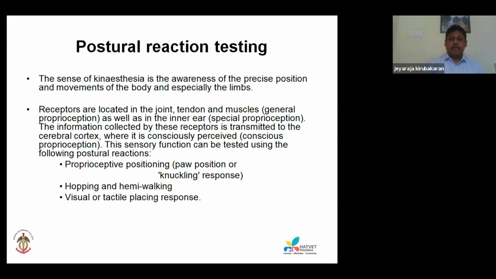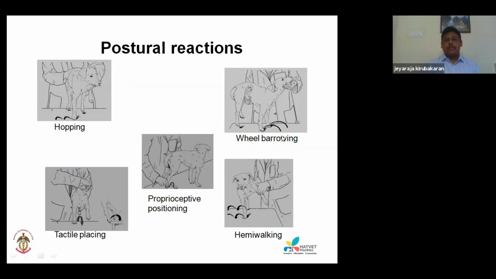Okay, these are some of the tests you do: hopping, hemi walking, all those things. So one by one, see, this is hopping, and this is wheelbarrowing, this is proprioceptive positioning, this is tactile placing. You blindfold the animal, you put it on the table, and by touching the table, it senses and then walks on the table. And this is hemi walking. We'll see one by one.